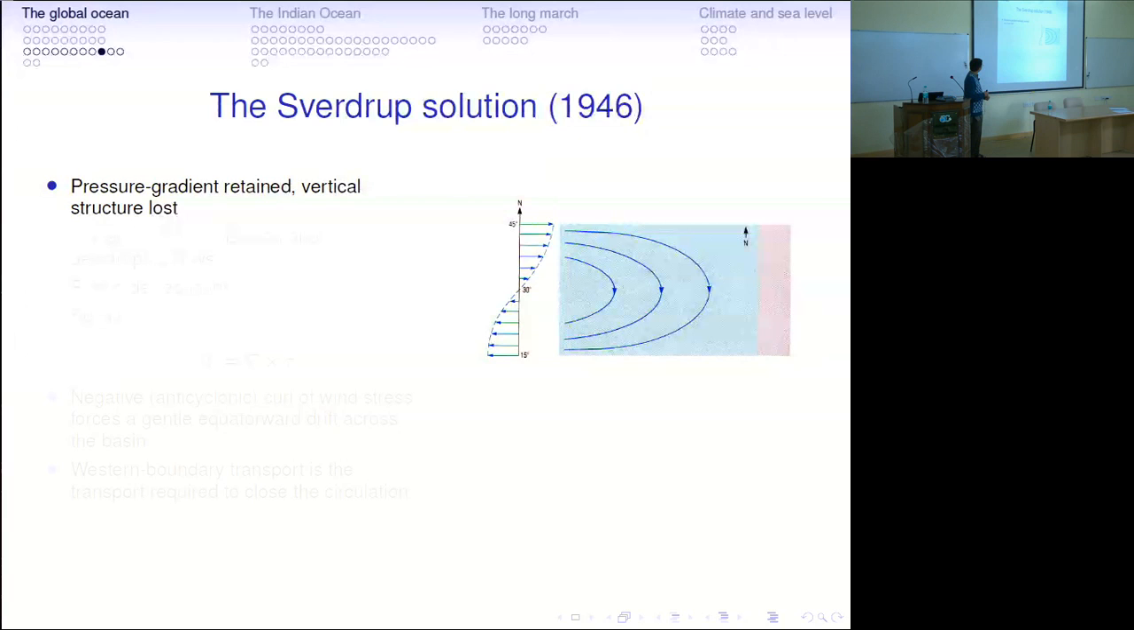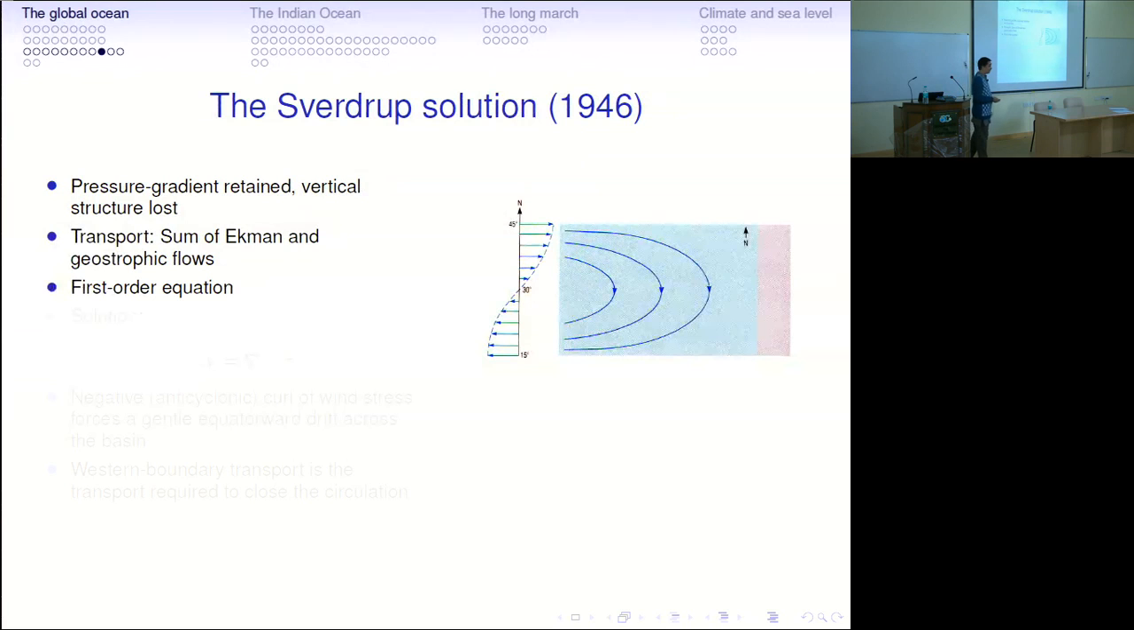Sverdrup retained the pressure gradient, but in the process of simplification, he had to drop something, and he decided to ignore the vertical structure. So the transport that he got is the sum of both Ekman and geostrophic flows. So the details are gone, but there's something else that he can get that Ekman could not.